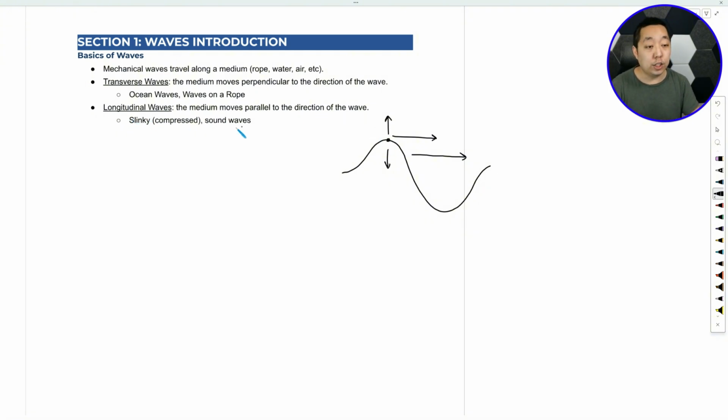Okay? Longitudinal waves are where the medium moves in the direction of the wave. So in the example of my slinky, let me see if I can do a good job like this. Actually, let me find a demo of a video that will show you this longitudinal wave.